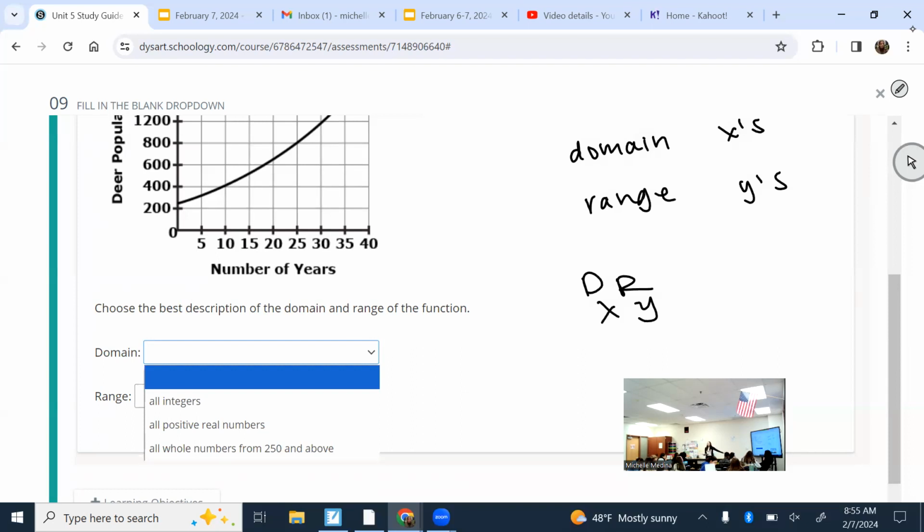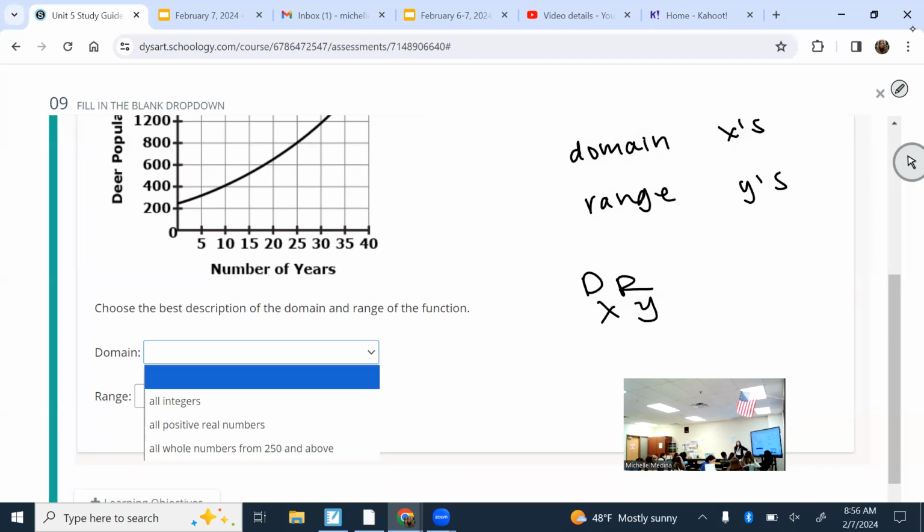So for this, you'd have to know what integers are. So I'll tell you. Integers are positive and negative whole numbers. So no decimals. Could it be all the integers? All right, no, because you can have a fraction of a year, can't you? And we're not really concerned about the negative amount of time, so I would not pick all integers.